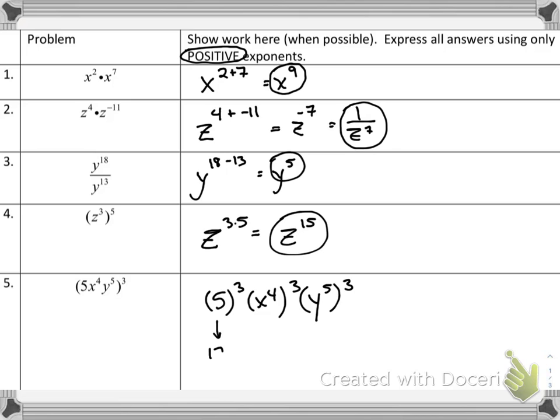5 to the 3rd power is 125. And then for the rest, we can multiply our exponents. Doing this, our final answer is 125 x to the 12th, y to the 15th power.